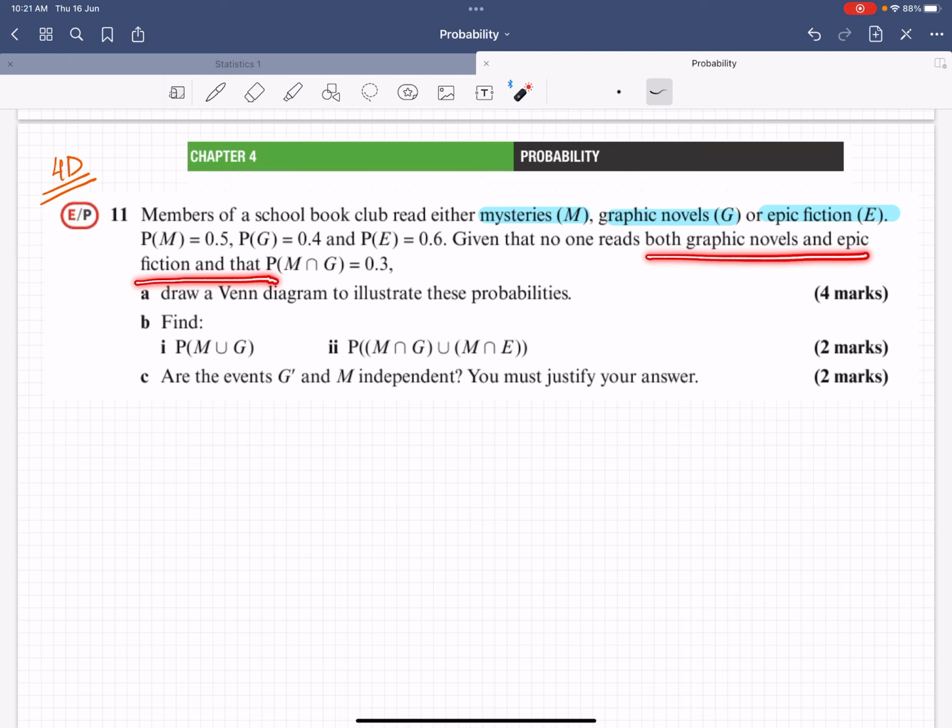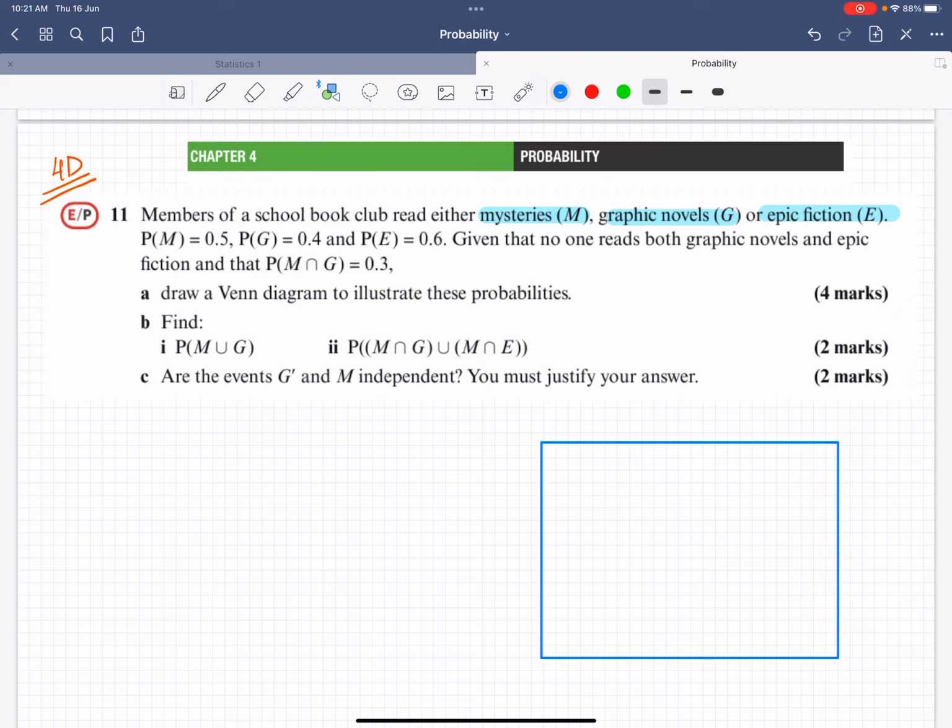As we know, no one reads graphic novels and epic fiction. These two circles will be disjoint. Graphic, epic. So, graphic novel and epic fiction. Alright, and the next information is probability of M intersection G is 0.3, which means probability of mysteries and graphic novels is 0.3. So let's draw the third circle.